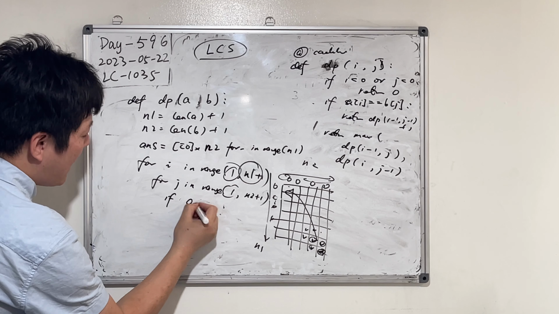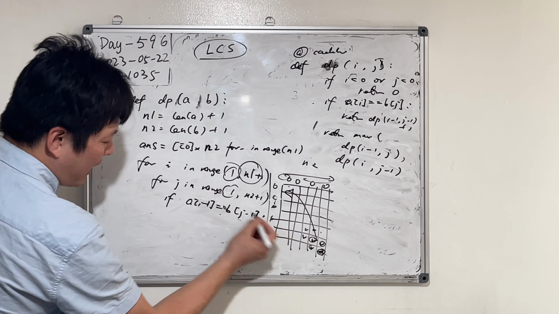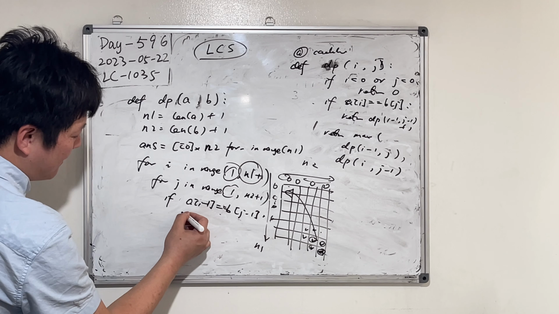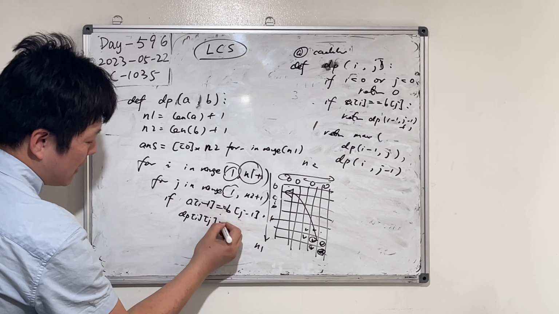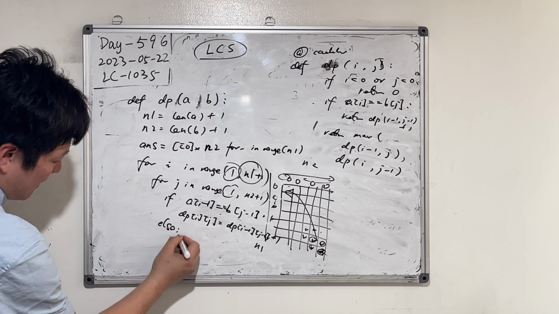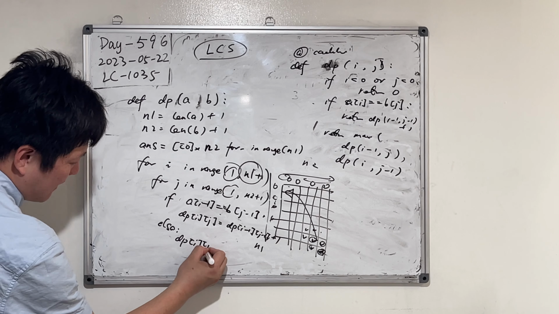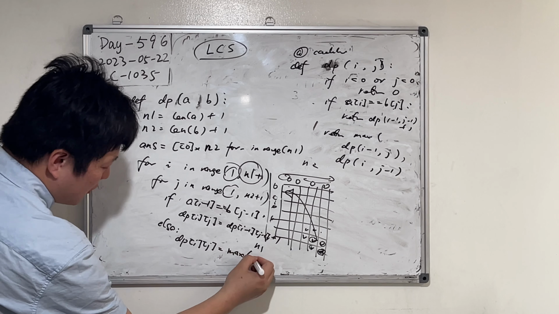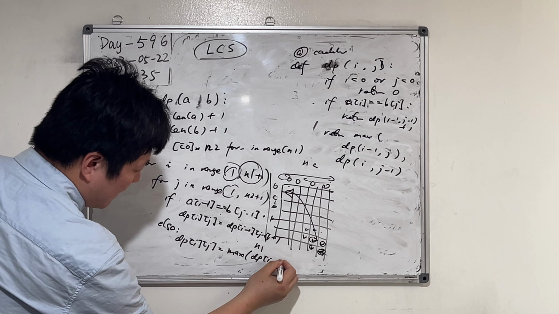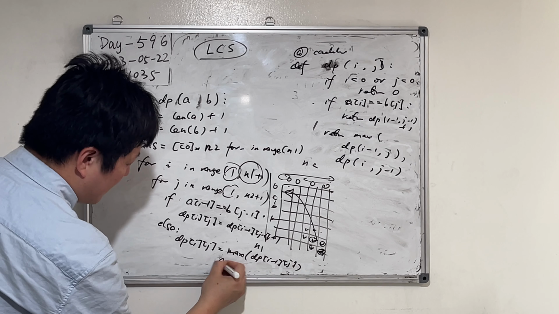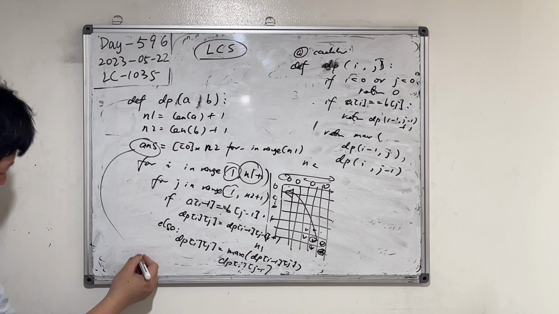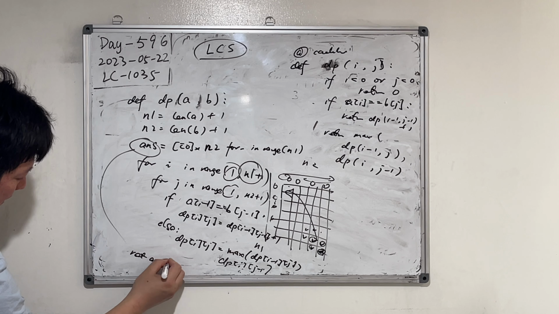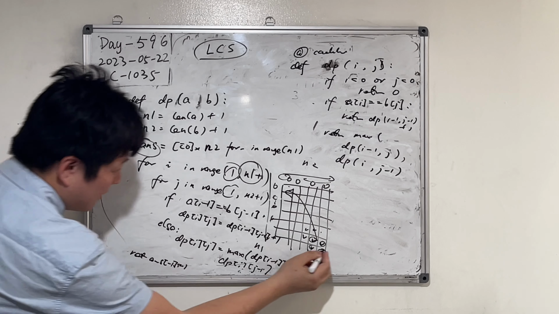If a[i minus 1] equals b[j minus 1], then dp[i][j] equals dp[i minus 1][j minus 1] plus 1, right? Else dp[i][j] equals the maximum of dp[i minus 1][j] and dp[i][j minus 1]. The answer we want to get is return dp[minus 1][minus 1], which is the bottom right corner.